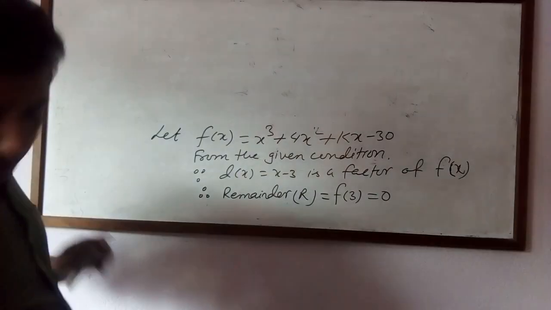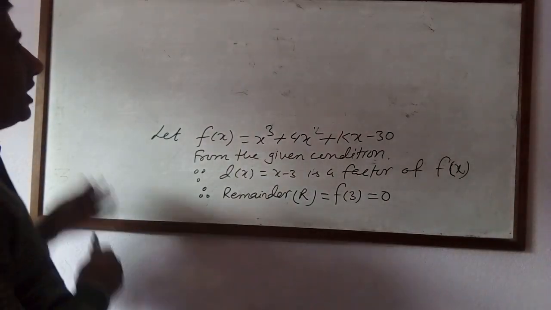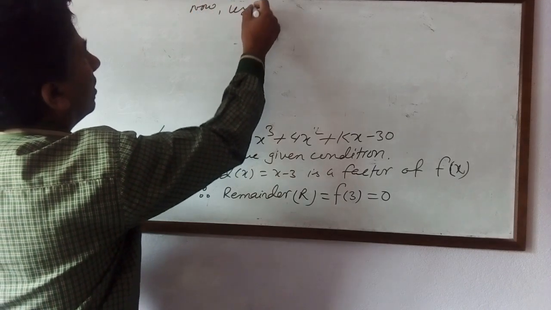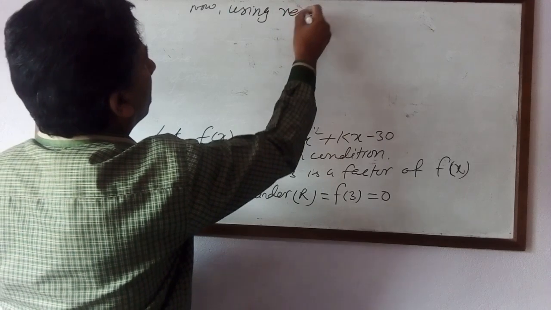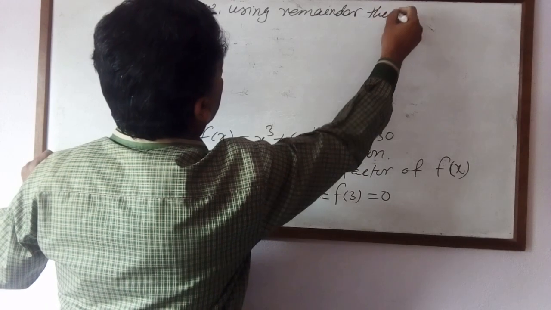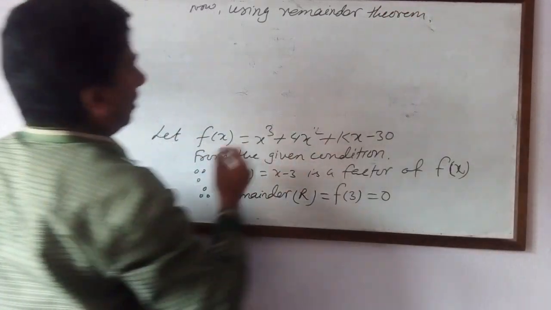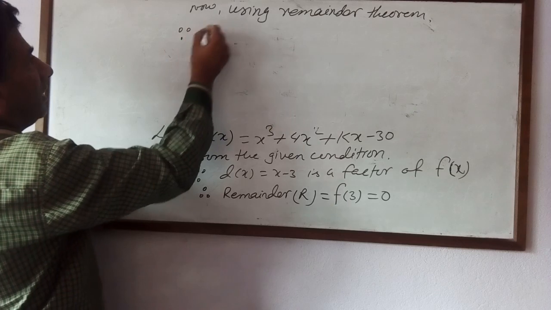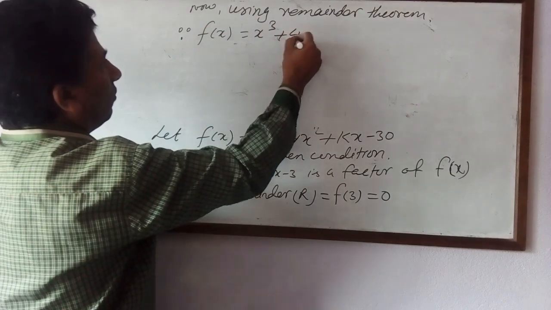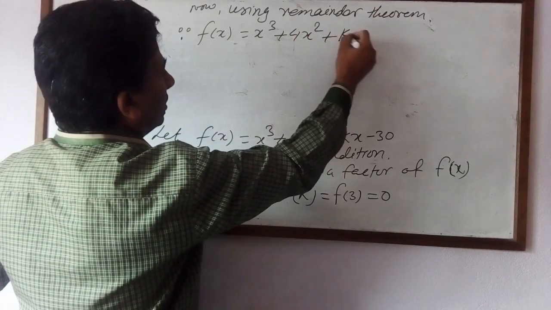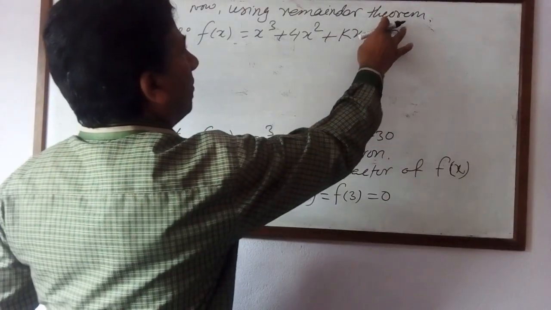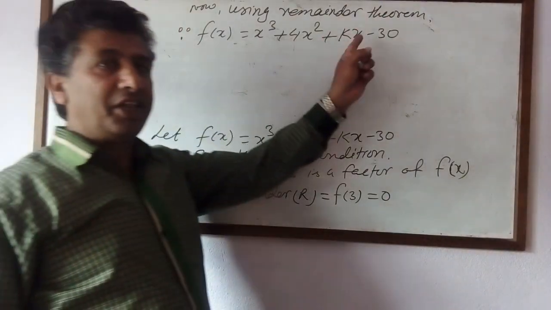Now to find the value of k, again we will take the help of remainder theorem. Now using remainder theorem, since f(x) equals x cube plus 4x square plus kx minus 30, this is the given polynomial. Now we are using remainder theorem.